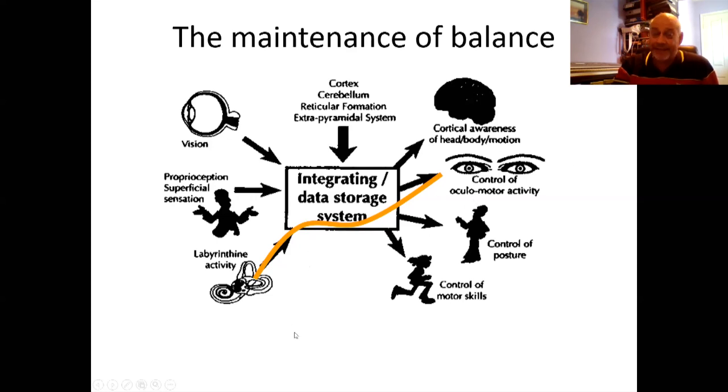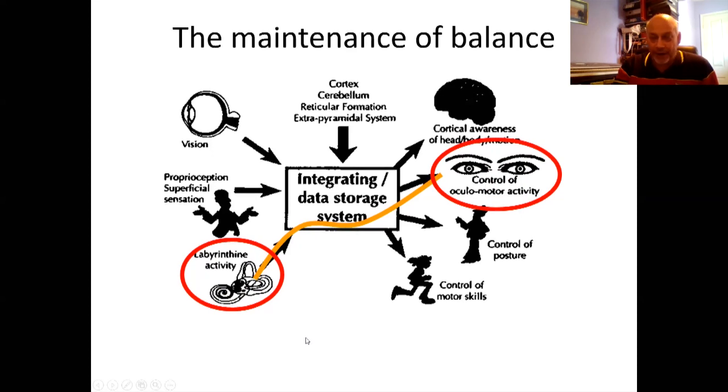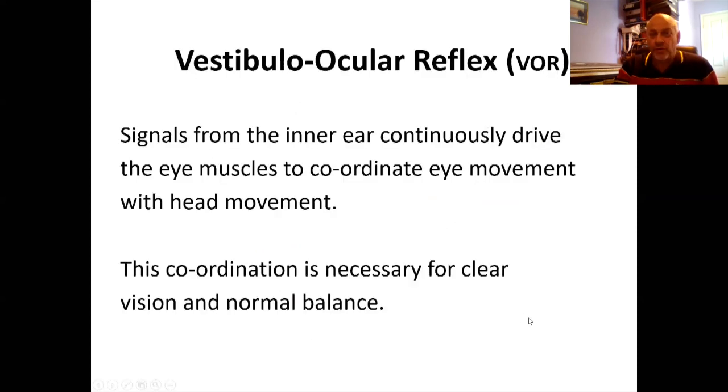You might not know that. That might be a surprise. But your inner ear, your vestibular system, controls your eye muscles. So when you move, your ears make your eyes move. And that's called the vestibular ocular reflex, often written in the notes as a VOR. Basically, signals from your inner ear continually control your eye muscles to coordinate your eye movement with head movement. So we need that working normally, so you have clear vision and normal balance when you're moving.